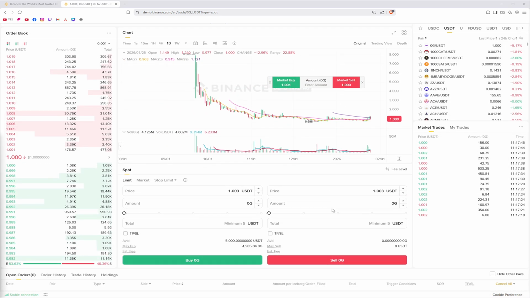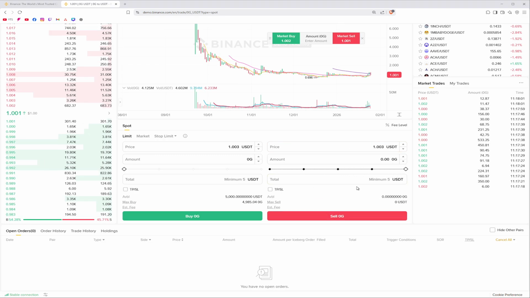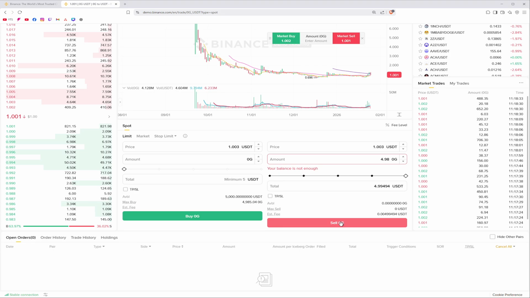Now, for example, we would like to sell it. Maybe 100%, and just basically sell it. That creates a sell order for the amount of cryptocurrency you wish to close. All right, and there you have it. That is how you close trades in Binance.